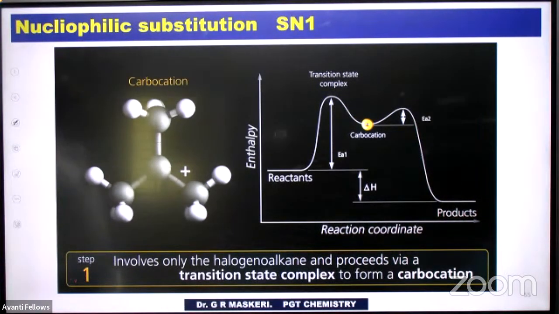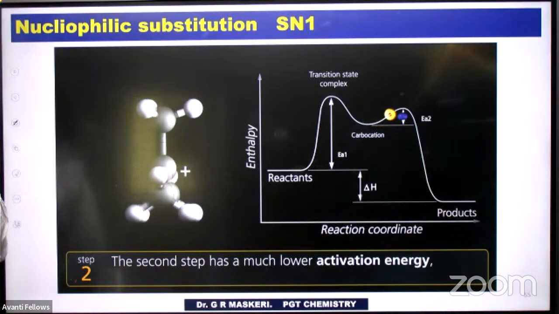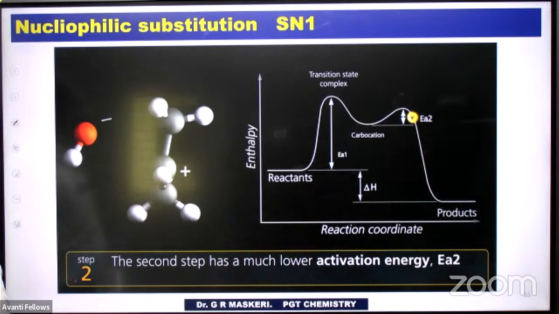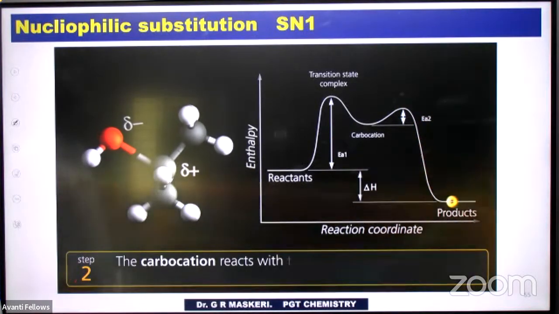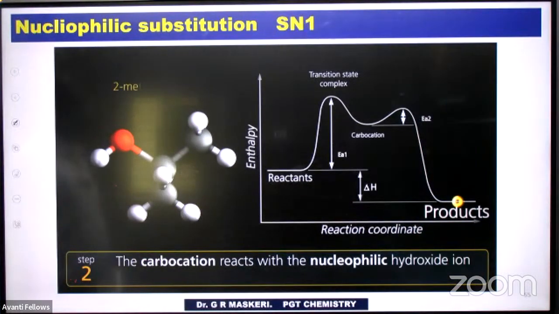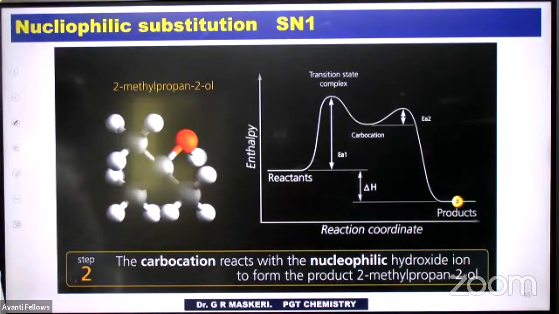a carbocation. The second step has a much lower activation energy, EA2, and hence is considerably faster than the first step. The carbocation reacts with the nucleophilic hydroxide ion via a second transition state to form the product 2-methyl-propane-2-ol.